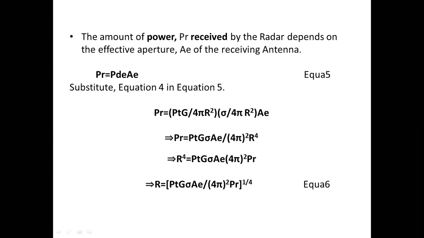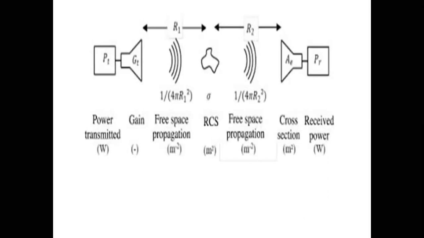Then the amount of power received by the radar depends upon the effective aperture area of the receiving end. Up to now we have been considering the transmitted power, gain, free space propagation, and radar cross section. Now coming to the receiving section of the radar, this is the aperture area of the radar.